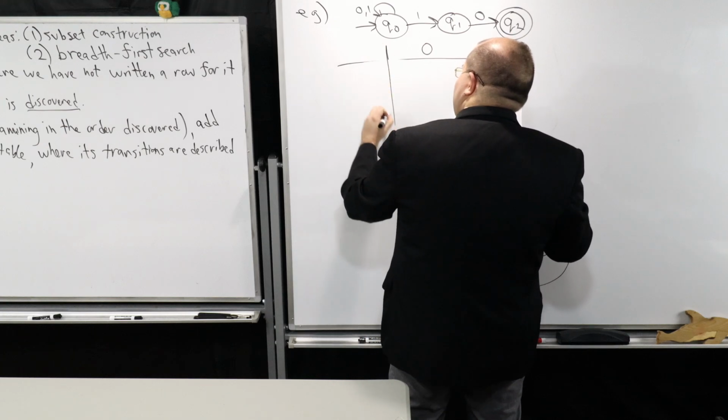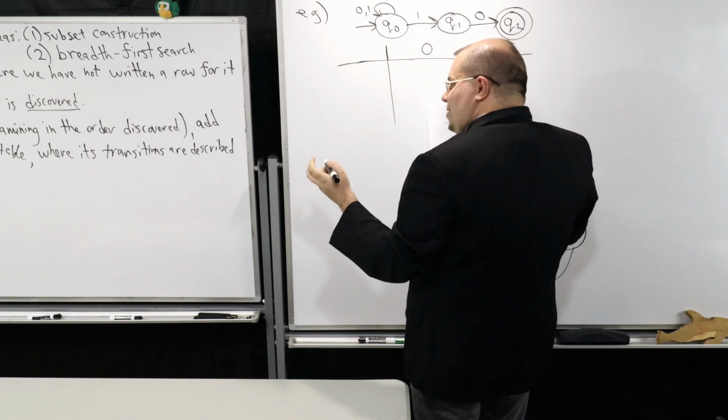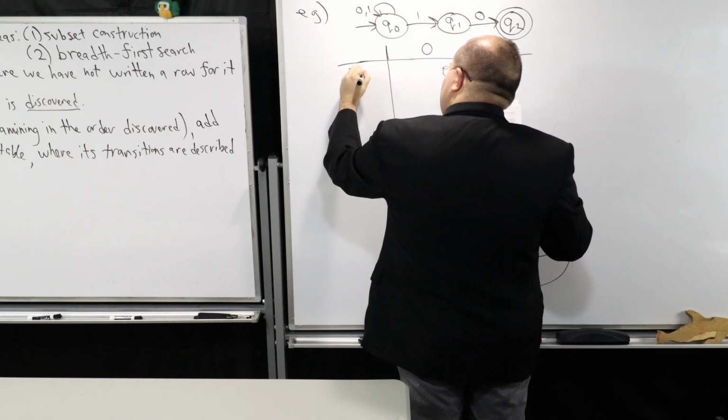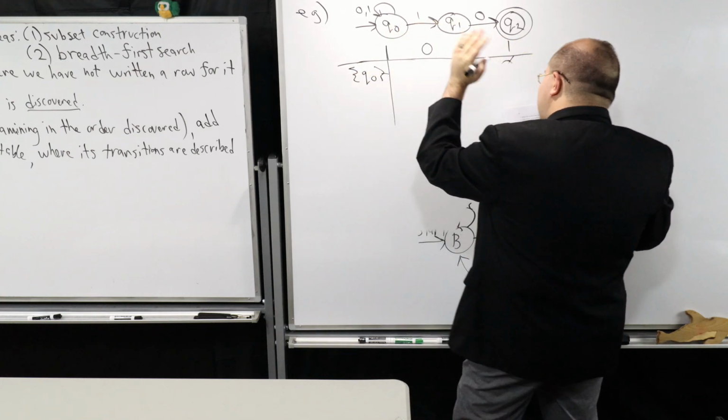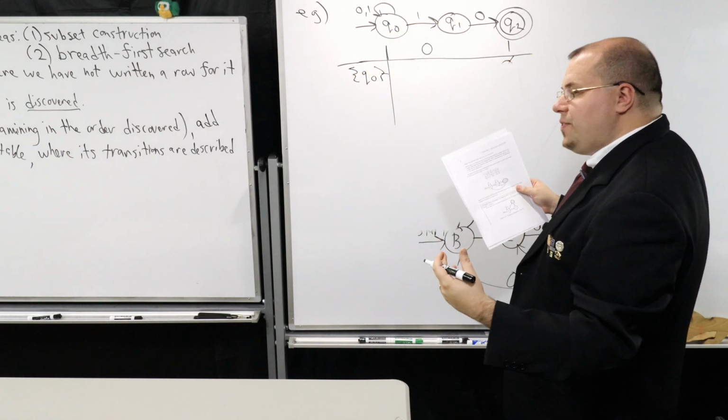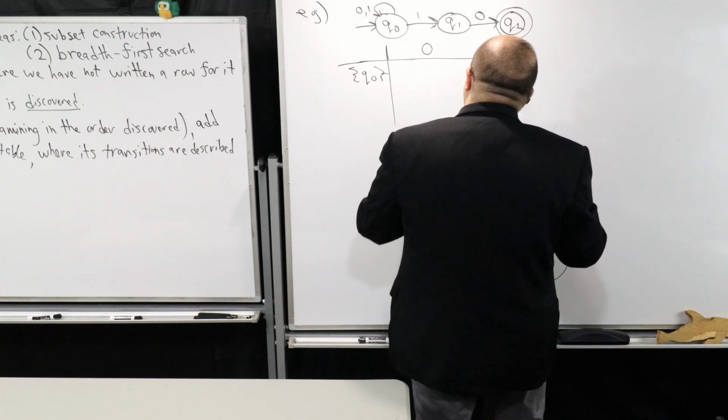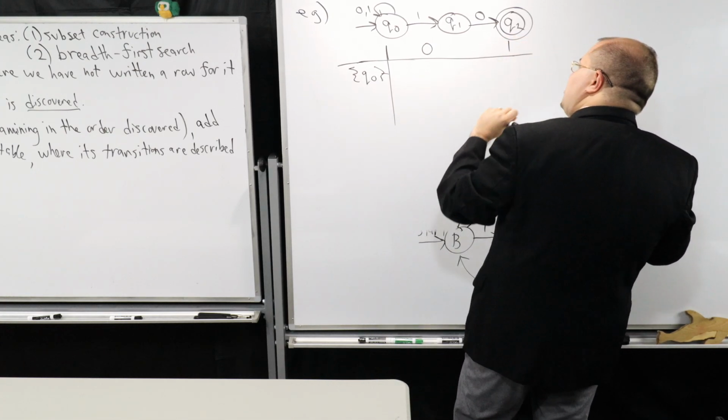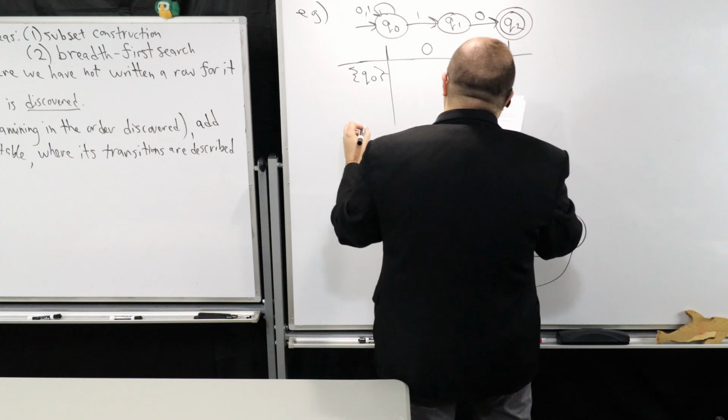So I'm going to build the transition table like I did before. I'm going to start off with Q0. I'm going to use the exact same picture I did before of an NFA. I'm going to build it using the exact same NFA so you can see that we're going to end up with the exact same result that we had before.